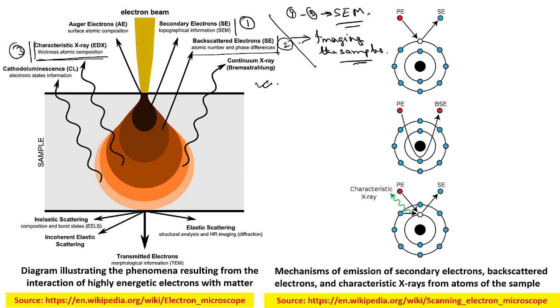Okay, so secondary electrons and the backscattered electrons are used in scanning electron microscopy for imaging purposes. Whereas this third one, the characteristic X-rays which are being generated, these X-rays are called energy dispersive X-ray. Energy dispersive X-ray. Okay.